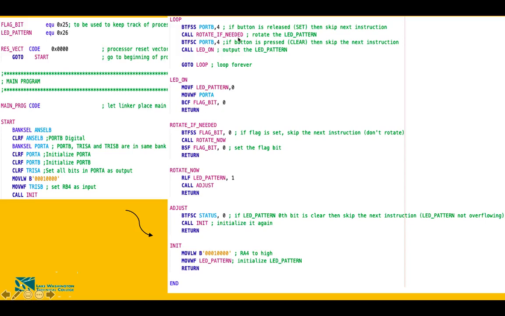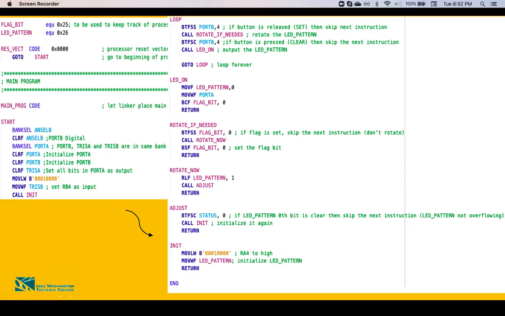And then if you go to rotate if needed, mainly what is happening here, the rotation takes place. Actually not here, this basically sets your flag bit, and then it calls rotate now. So under this rotate, mainly the rotation takes place. You can see here under rotate now we have this call adjust, and this call adjust is the same thing which I showed you in the previous slide.